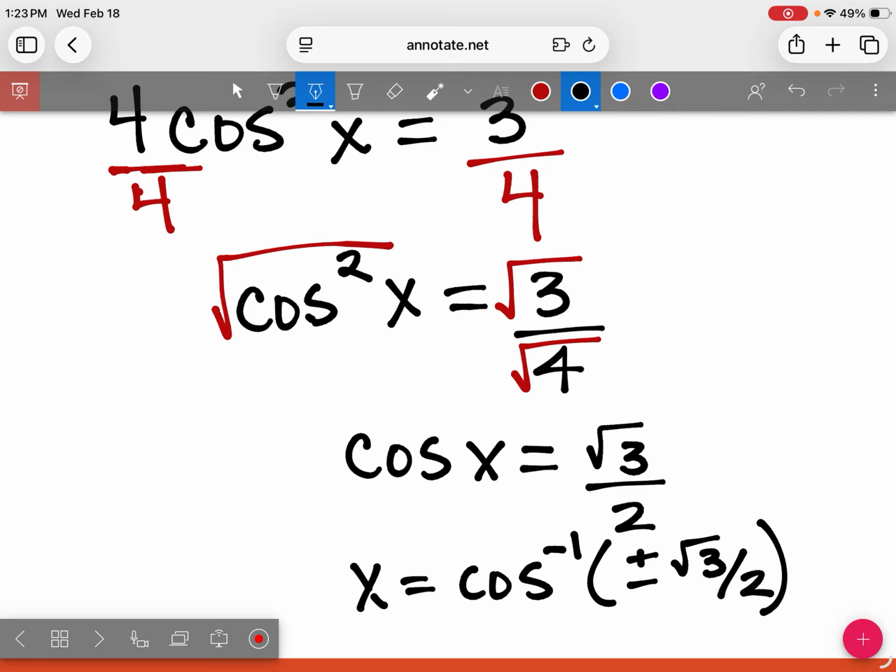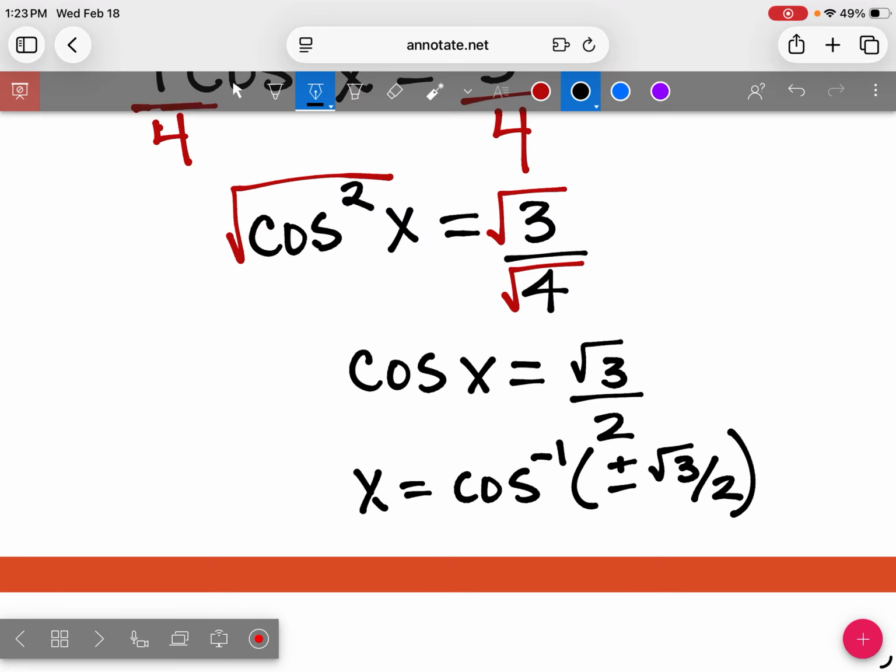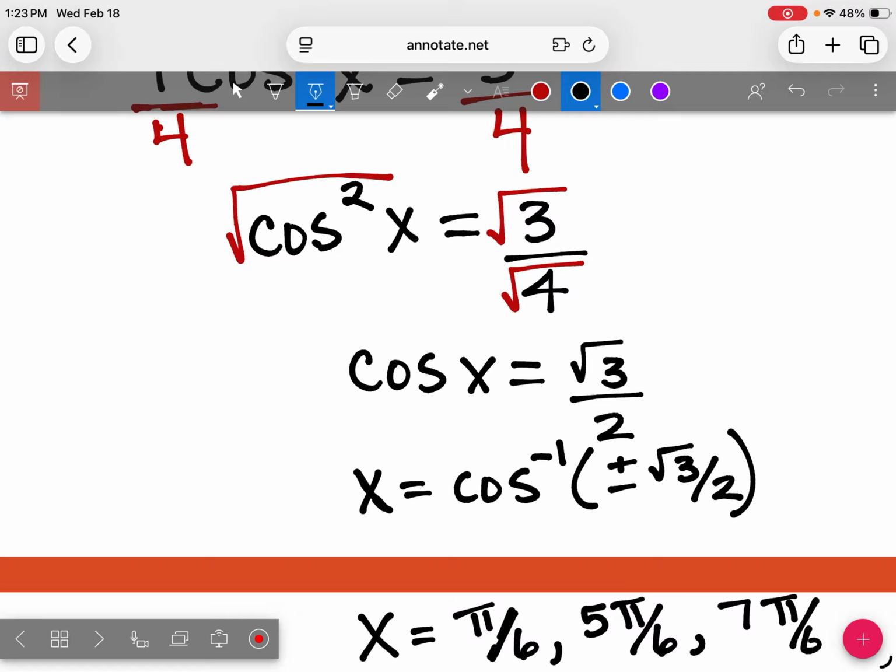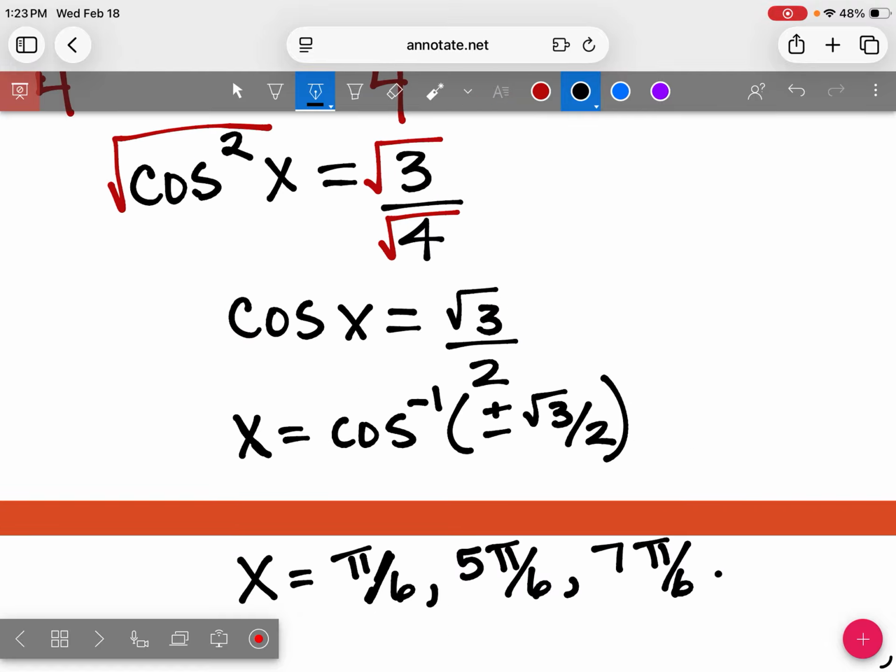So there should be 4 answers. In quadrant 1, we have pi over 6. In quadrant 2, we have 5 pi over 6. In quadrant 3, we have 7 pi over 6. And in quadrant 4, 11 pi over 6. Who had those 4 answers?